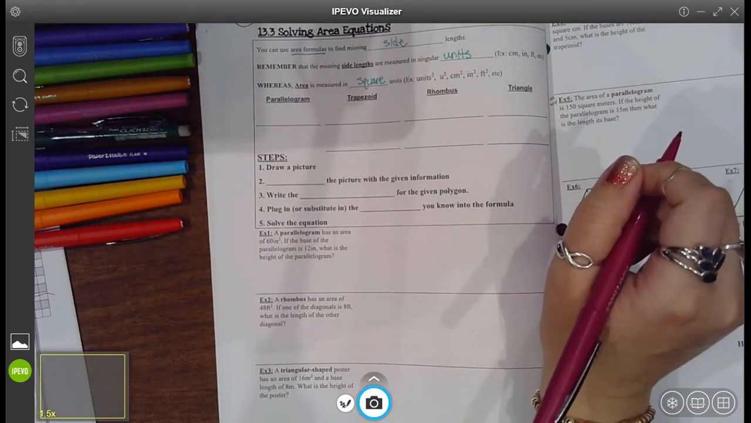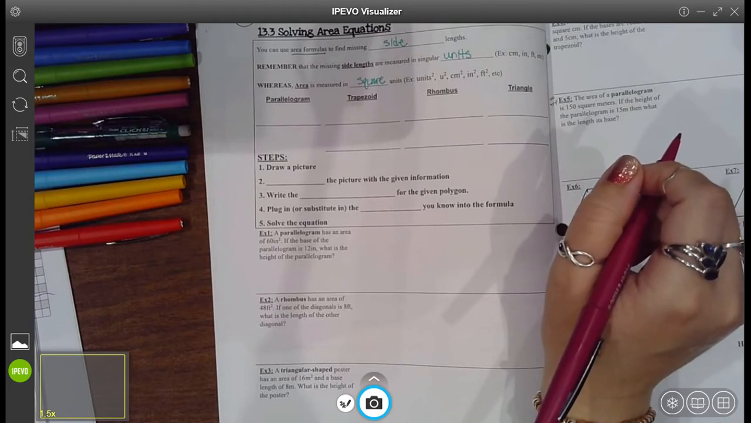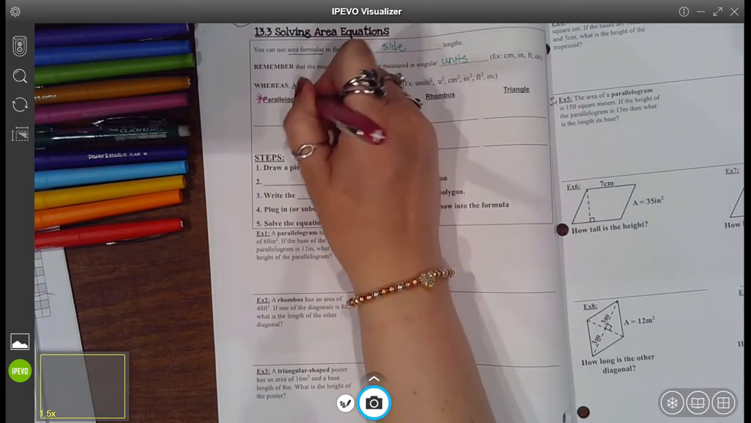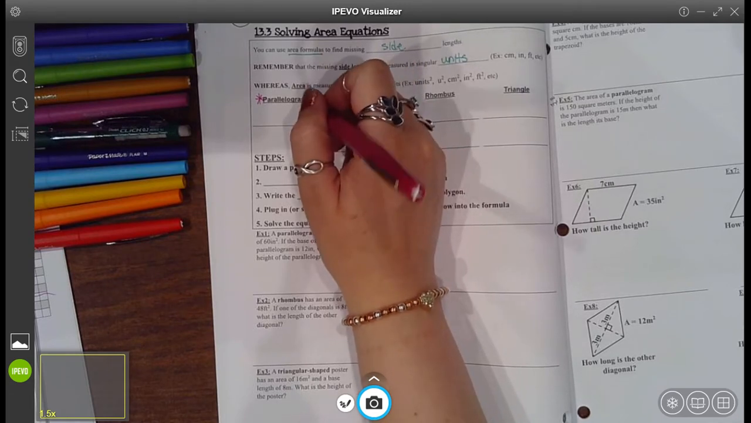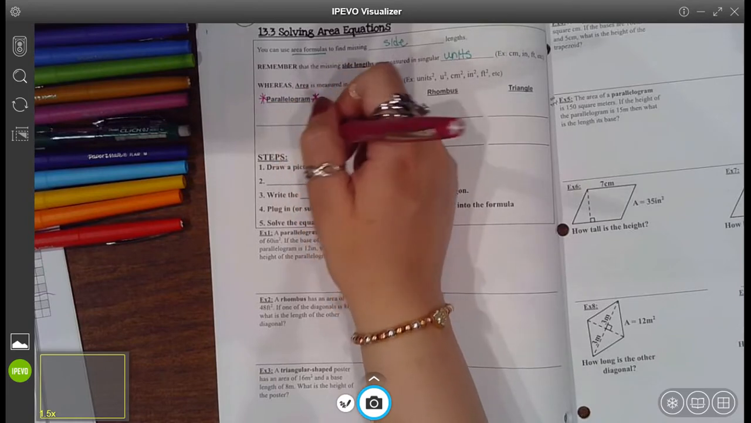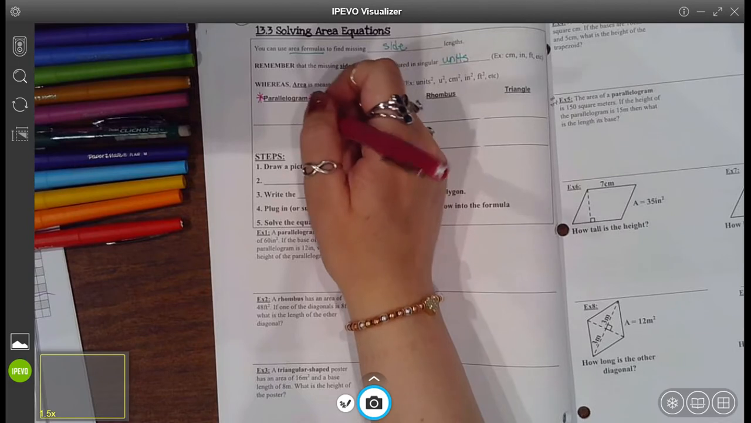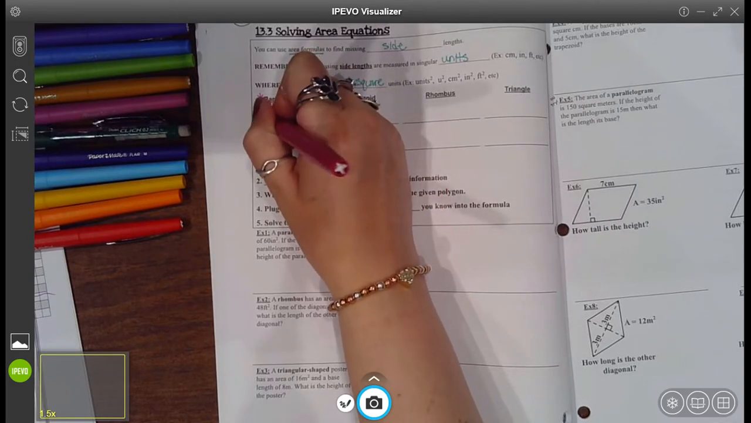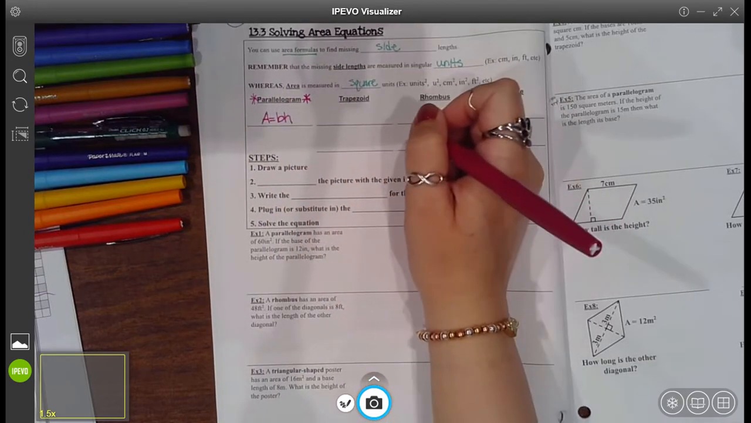Something that we need to know is the different area formulas. So what formula you use depends upon what shape you're dealing with. Notice how we're only doing the area formulas, because perimeter doesn't actually have a formula. It's just the outside of a shape. But area, they're all different depending upon what shape you're dealing with. So what's the formula for a parallelogram? It is area equals base times height, okay?